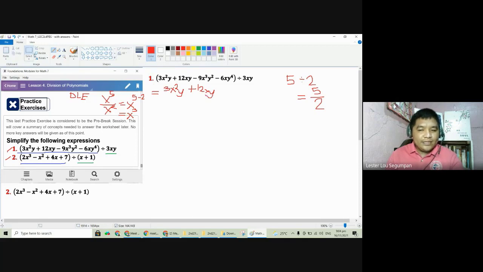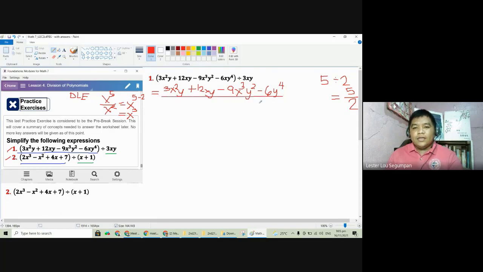Let me move this a little bit, sorry. All right. And you have here minus 9x cubed y squared and minus 6xy to the power of 4. And you will have here the division bar, and you have here 3xy on the denominator. This is an example of a rational expression. Rational because there are variables that can be found in the denominator.